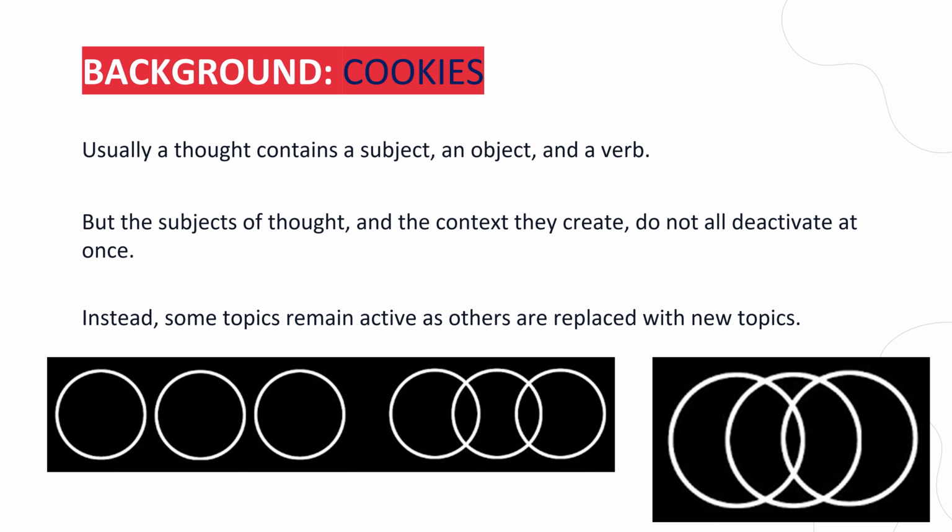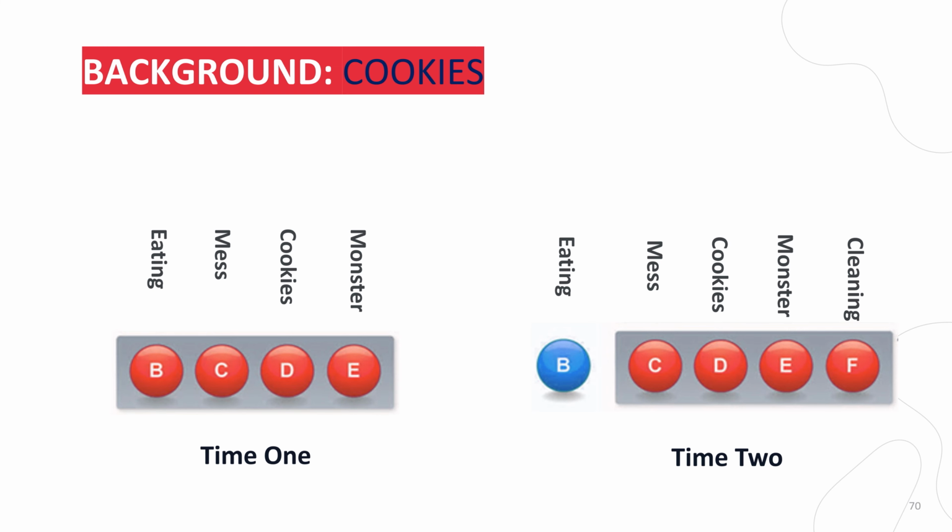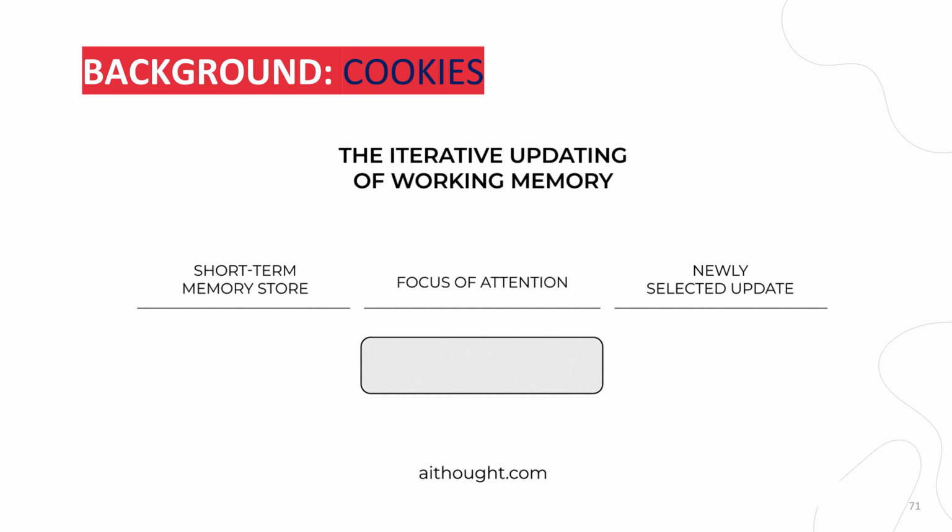And modern models of working memory, as well as theories of consciousness, don't address this at all. So after the thought about Cookie Monster making a cookie mess, you might have thought about Cookie Monster cleaning up that mess of cookies. If so, three of the subjects have stayed the same over time, whereas one has changed. So in both states, you're thinking about cookies, a monster, and a mess. But in time 2, the representation for eating deactivated, and the representation for cleaning became active. This is one way to represent that, with red spheres standing for the activity of a mental representation and blue ones representing deactivation. This may help us to get to the core of how information is processed in the brain.